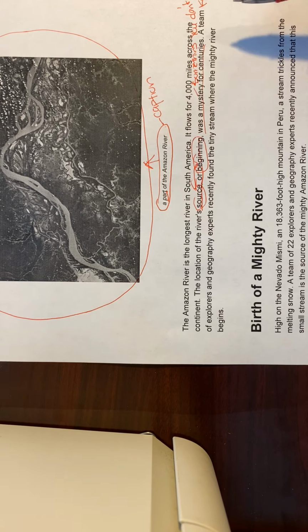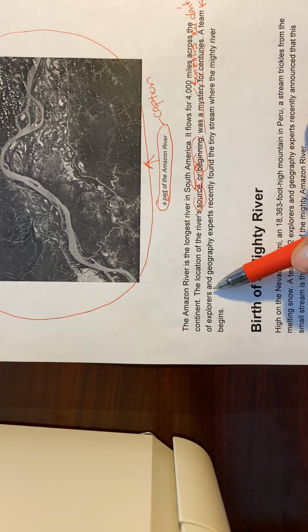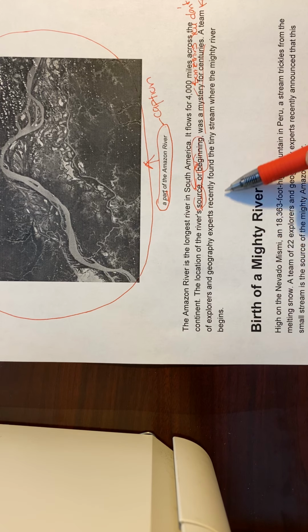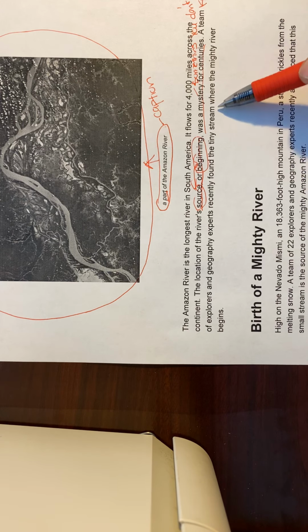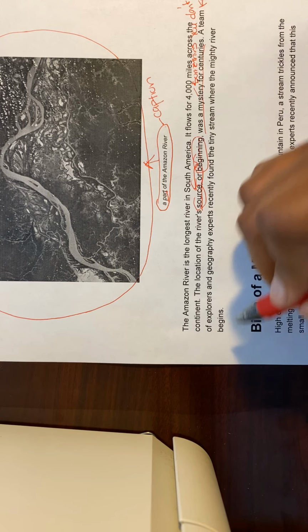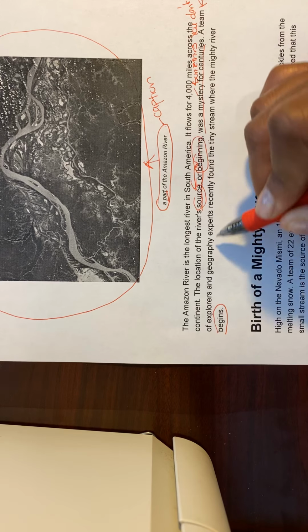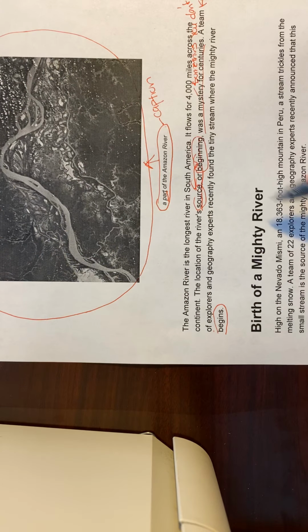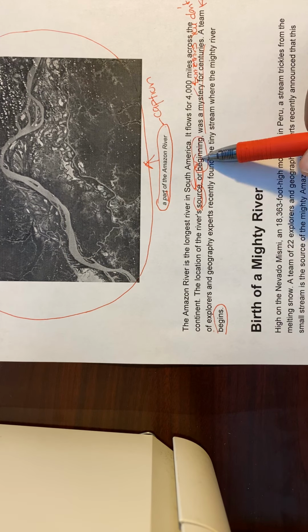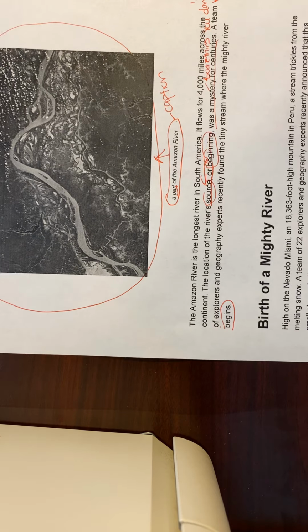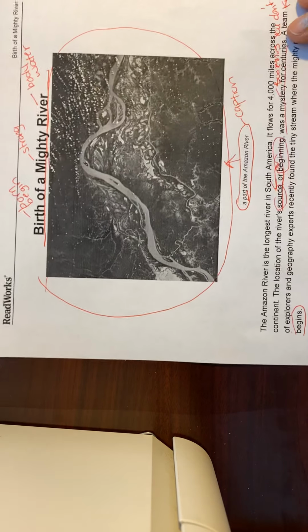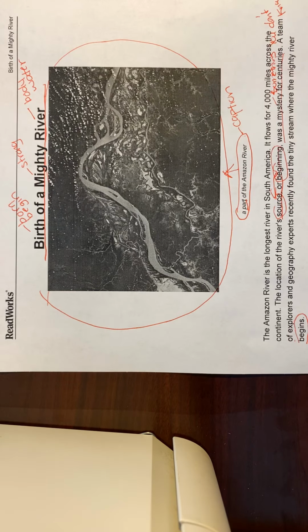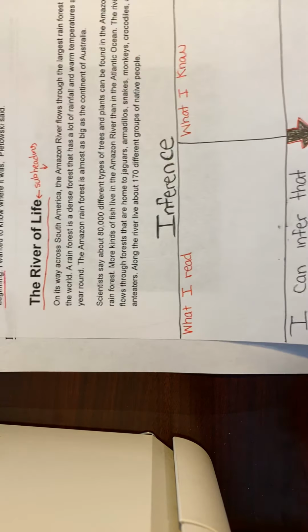Then it continues to say, a team of explorers and geography experts recently found the tiny stream where the mighty river begins. There's that word again, begins. Birth, began, source, began, beginning, begins. Okay? So, with that information alone, I think it's safe for me to make an inference. So, I'm going to use this graphic organizer.